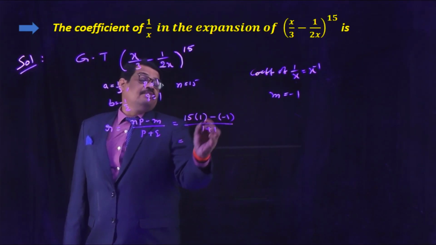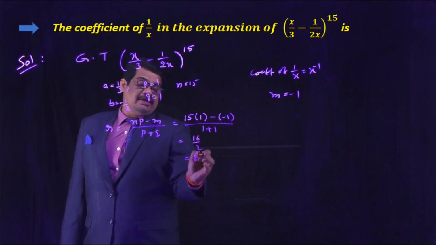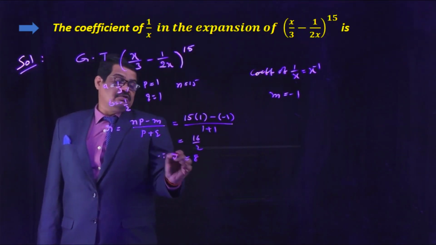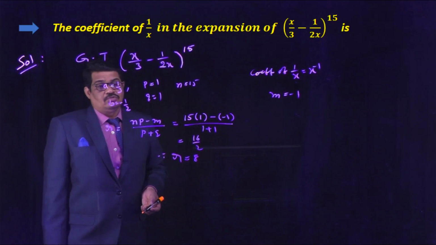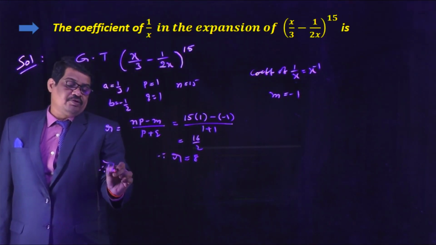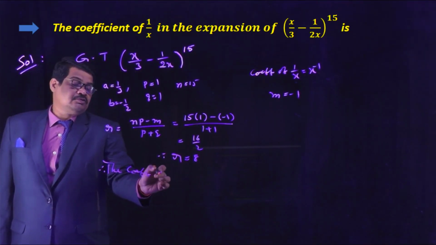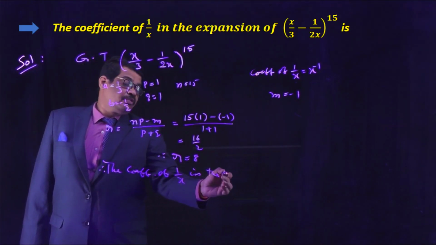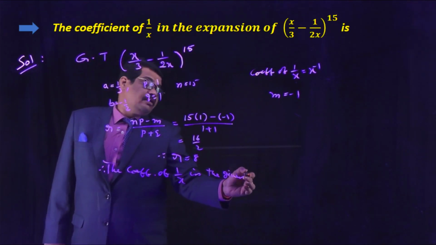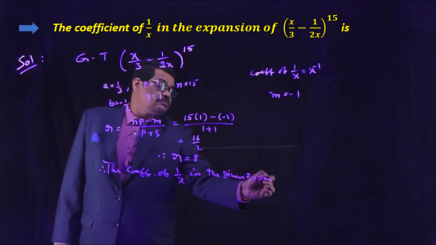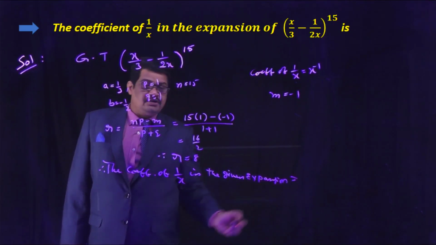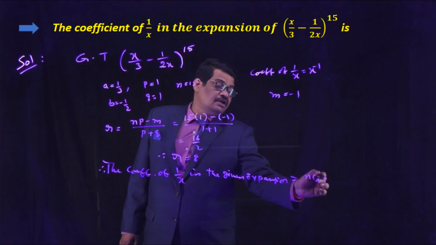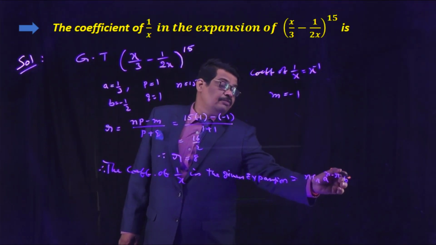That is 15 plus 1, 16 by 2, that is 8. Here r is equal to 8. Therefore, r is equal to 8. Now we are writing the coefficient of 1 by x in the given expansion is equal to, what is the formula? nCr a power n minus r, b power r.